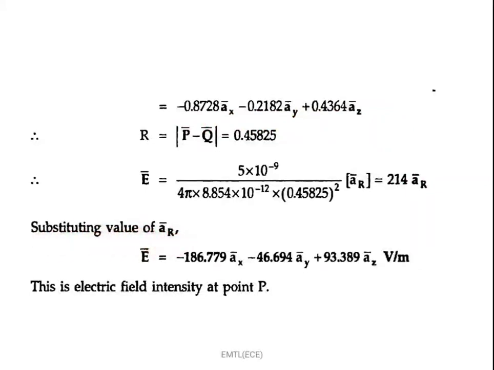Now the electric field intensity at the point P due to point charge Q, that is 5 nanocoulombs, is equal to minus 186.779 AX bar minus 46.694 AY bar plus 93.389 AZ bar volt per meter. This is the final expression, the final electric field intensity vector at the point P due to point charge at Q.